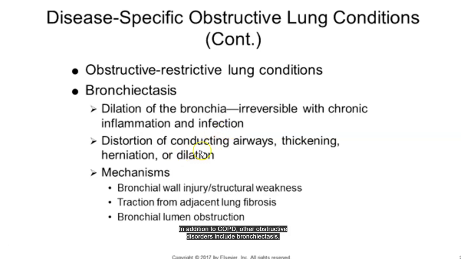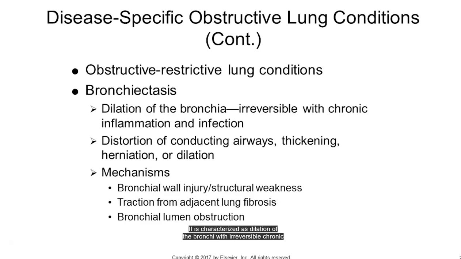In addition to COPD, other obstructive disorders include bronchiectasis, cystic fibrosis, and asthma. In this next lesson, we will explore the etiology, clinical presentation, diagnostic testing, and treatments for each. Our first disease, bronchiectasis, has both obstructive and restrictive manifestations.